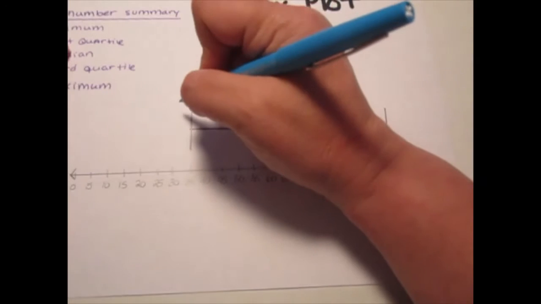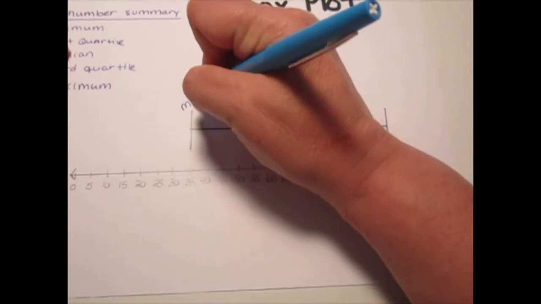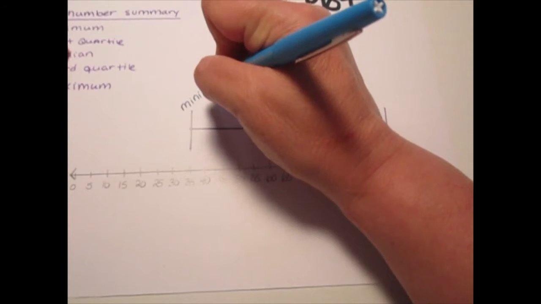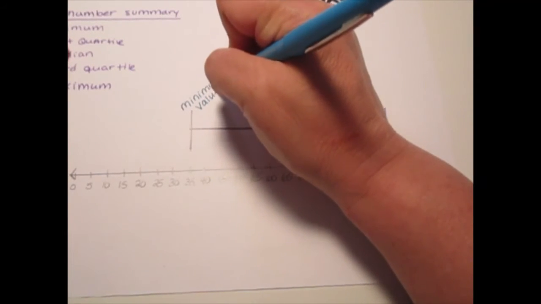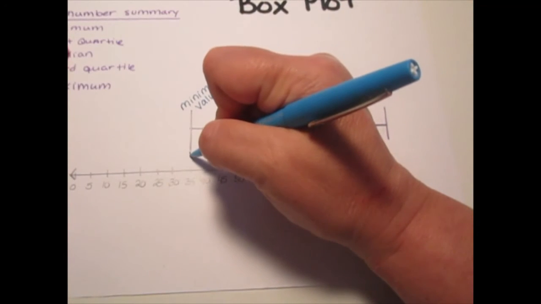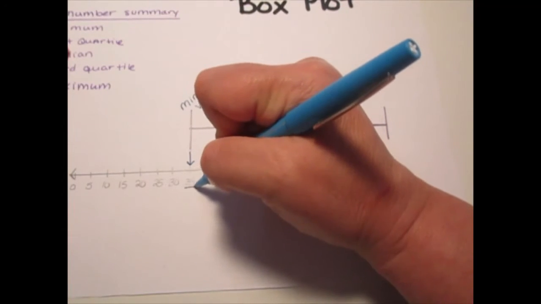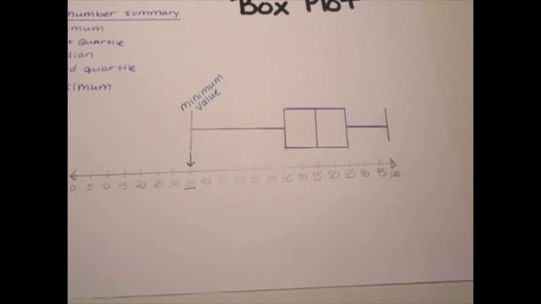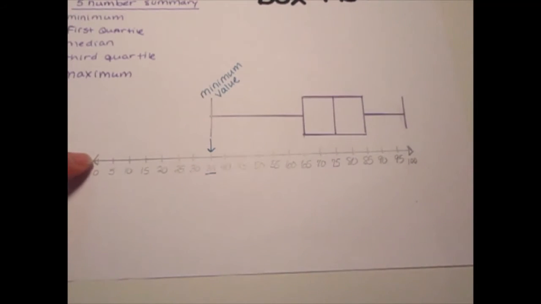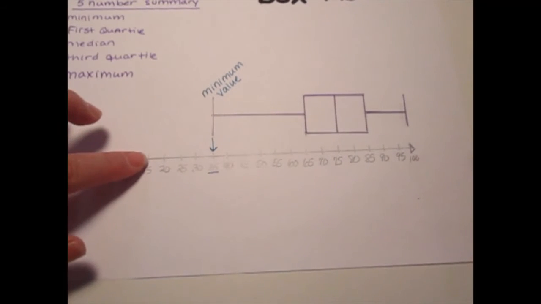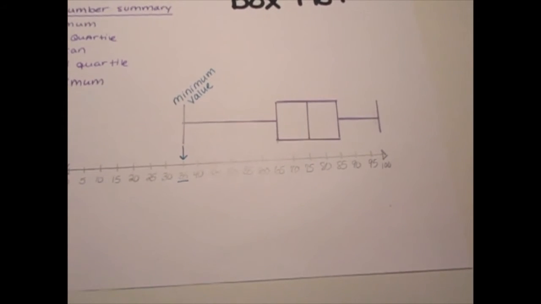Whatever number is over here on the left, this would be our minimum value. If I look down from here, it looks like this person got a 35 on this quiz. So the lowest score on this quiz was a 35, which means that I need to go back and help some people get those scores a little bit higher. But the good news is that I don't have anybody down here at 0, 5, 10, 15, or any of these other lower scores.